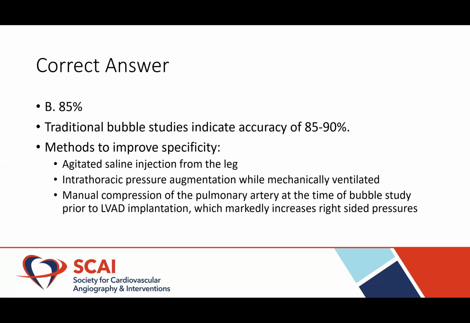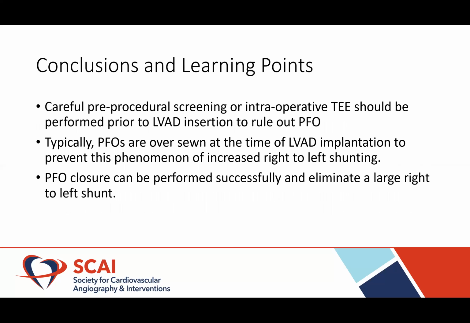Additionally, one trick that the surgeons will use at the time of an LVAD implantation to ensure that they don't miss a PFO, similar to what happened in our case, is that the surgeon can actually manually compress the pulmonary artery, which markedly increases the right side pressure and increases the chance of identifying a right to left shunt as a result.